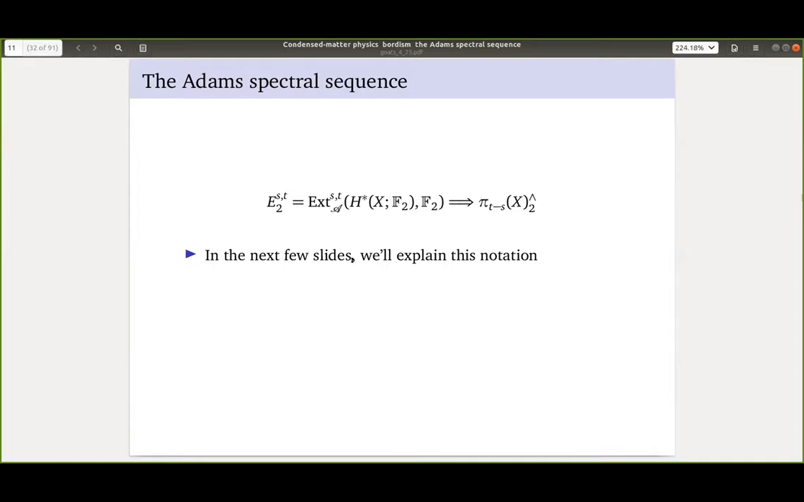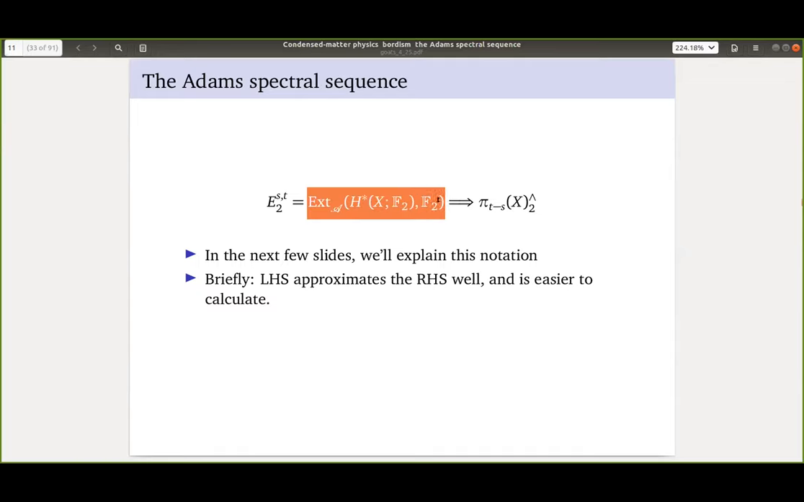So here is the signature of the atom spectral sequence. There's a bunch of things, and I'll explain in the next couple slides what they actually mean. But briefly, if you haven't seen spectral sequences before, that's okay. The idea is that the left-hand side, the E2 page, is an approximation of the right-hand side. And ideally, the left-hand side should be easier to calculate. So let's just do a sanity check. X is some space, and these are its homotopy groups. We'll worry about the two and the hat later. And here we have cohomology.